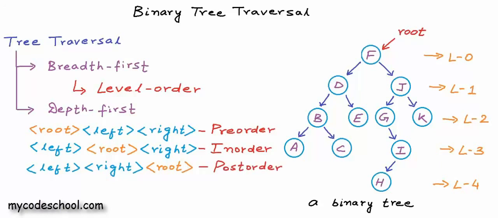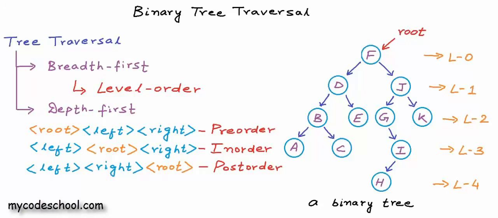In total, there are 6 possible permutations for left, right, and root, but conventionally, a left subtree is always visited before the right subtree. So these are the 3 strategies that we use. Only the position of root is changing here. If it's before left and right, then it's pre-order. If it's in between, it's in-order. And if it's after left and right subtrees, then it's post-order.